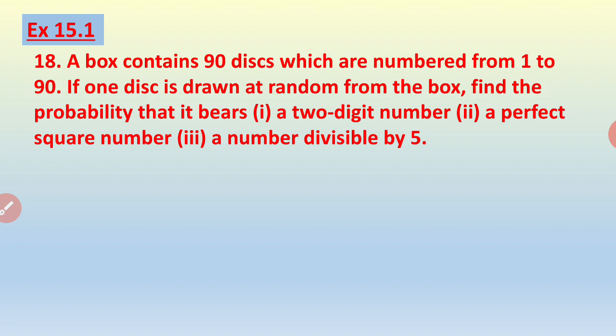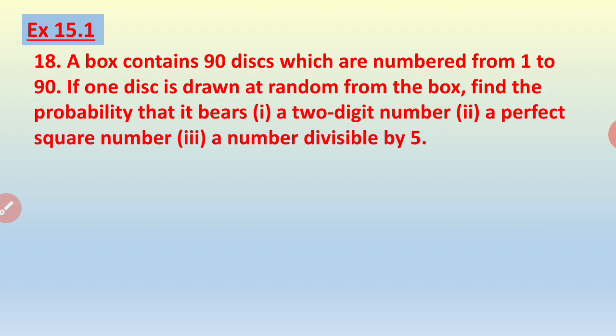Next is question number 18. A box contains 90 discs which are numbered from 1 to 90. So, coin-shaped discs are there which are numbered from 1 to 90. We have to find out the various probabilities. If one disc is drawn at random from the box, find the probability that it bears a 2-digit number.